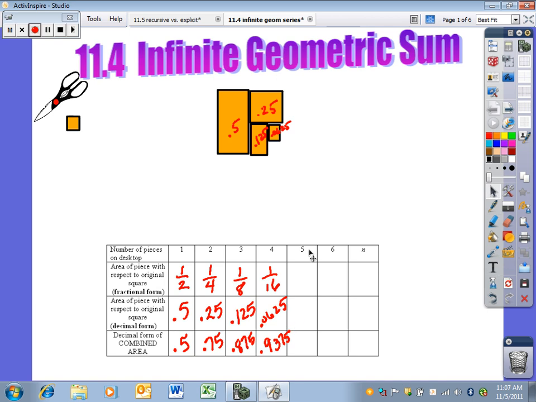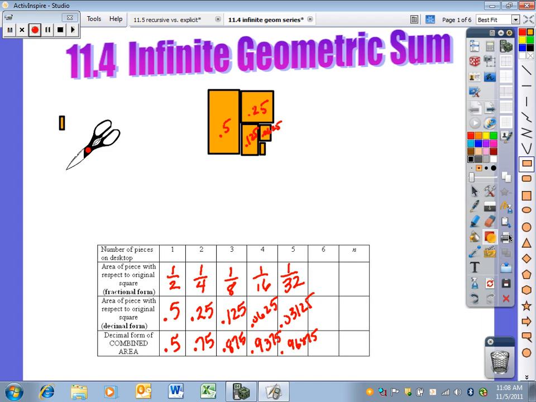Then I'm going to make one more cut. So I have half of a 16th, which is a 32nd, which in decimal form is 0.03125. And I'm going to take that half and add it to my desktop of 0.9375. And I now have a total of 0.96875 over here in my space.